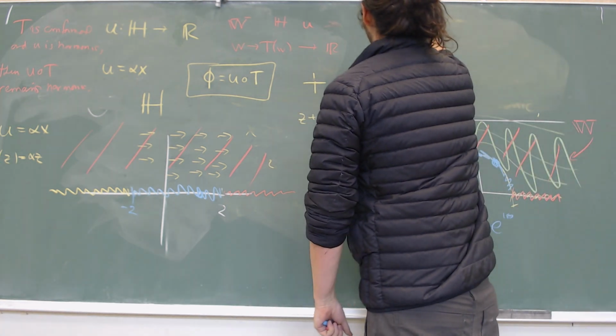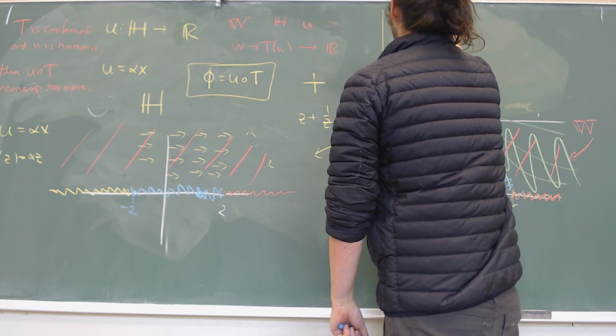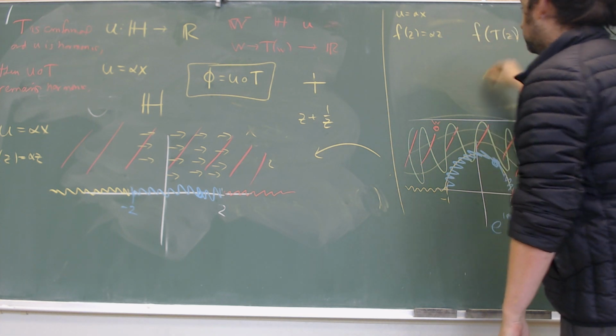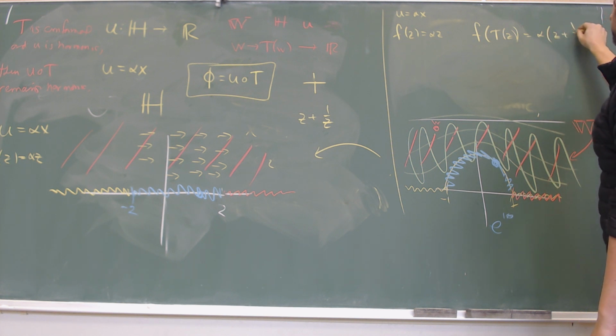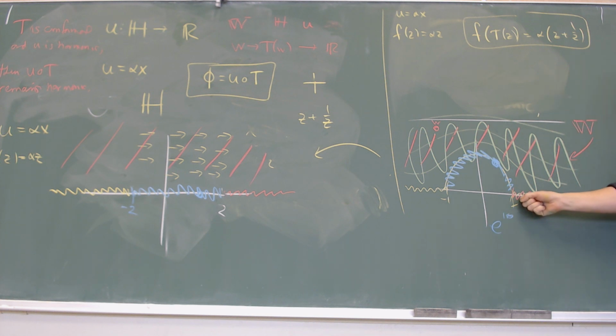So I have U equals alpha x. It had complex potential f of z equal to alpha z. So then I take f of t of z, which gets me alpha times z plus 1 over z. This thing is the complex potential in this setting. And so if I want to compute the harmonic function that works here, what is it?